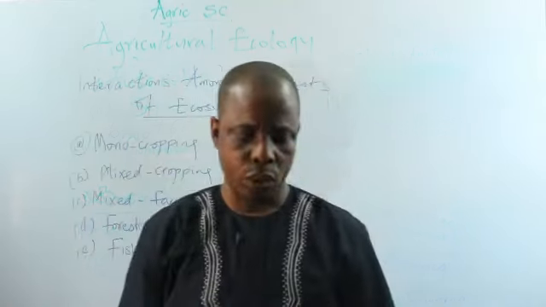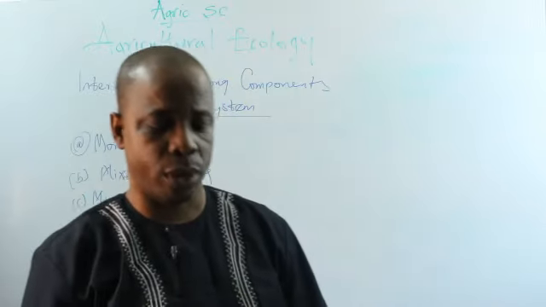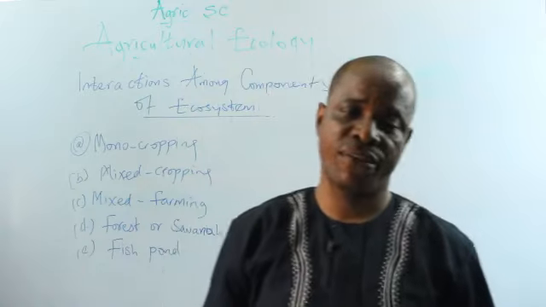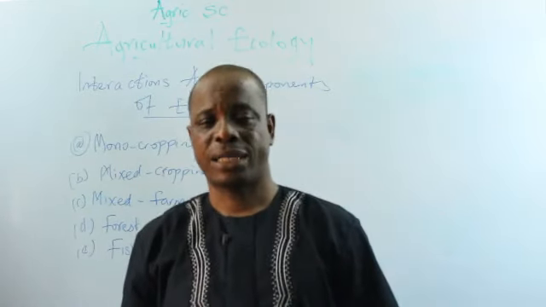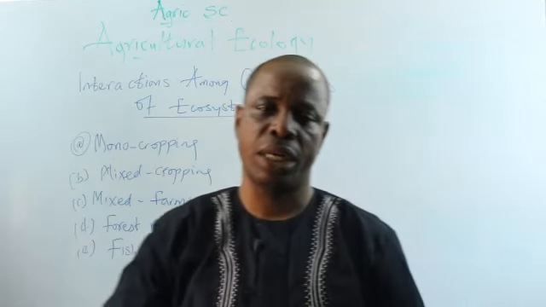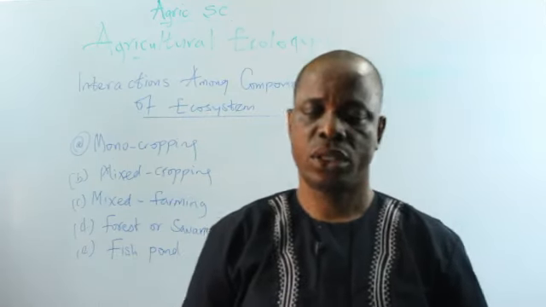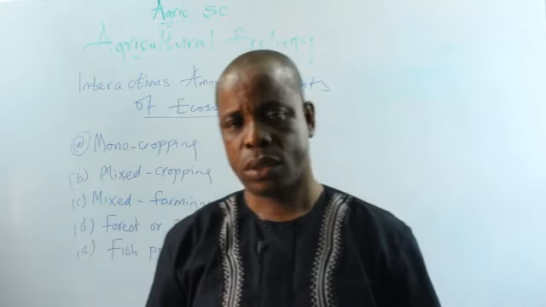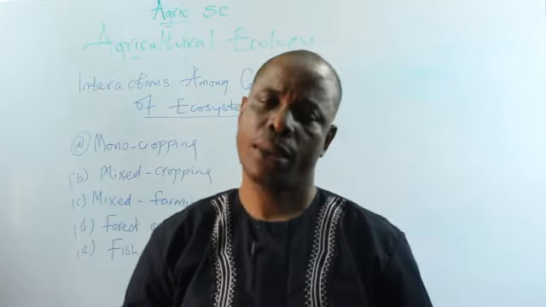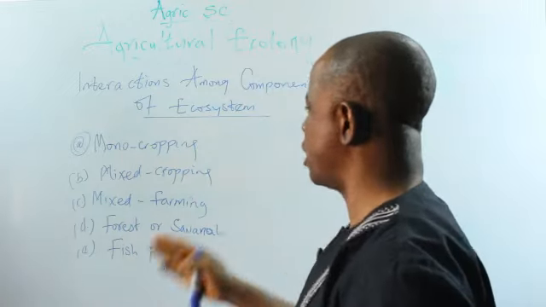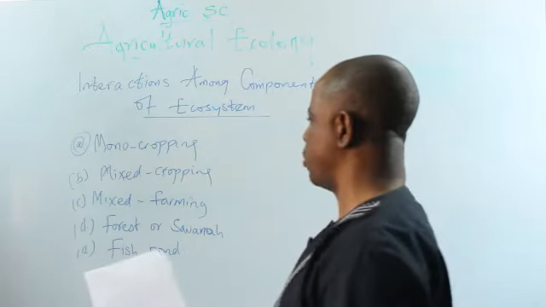Good. Now, I want to look at the interactions among components of the ecosystem. Do not forget, we have defined ecosystem as the study of crops and farm animals in relation to the environment. So I want to look at how the components of the ecosystem interact. Now, finally, let's look at monocropping.